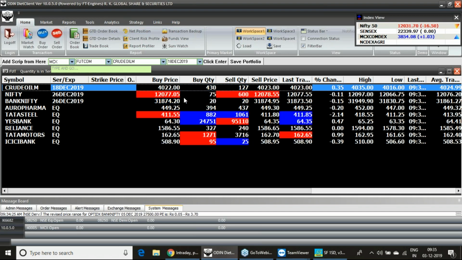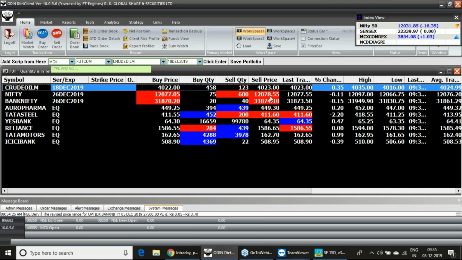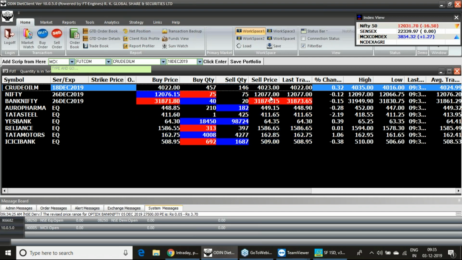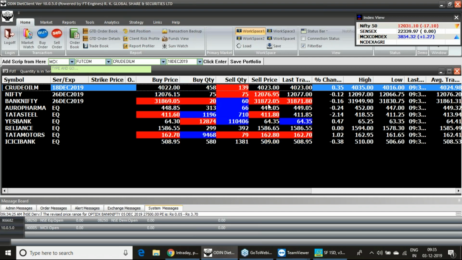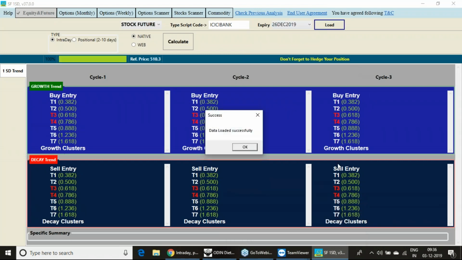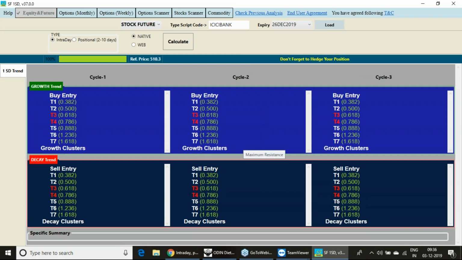Now it is coming to 12,077. It has come, 76 has come. Once it comes to 12,074, we must sell Bank Nifty, sell Nifty. Once it comes to 12,074, 73.6, 74, we must sell Nifty.